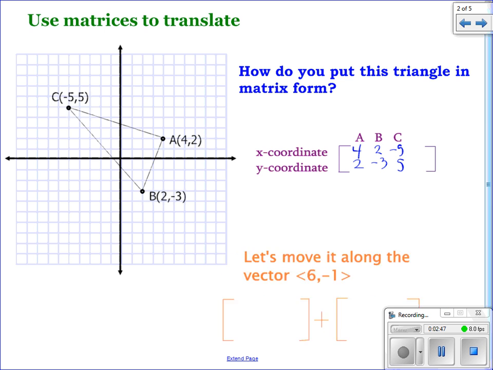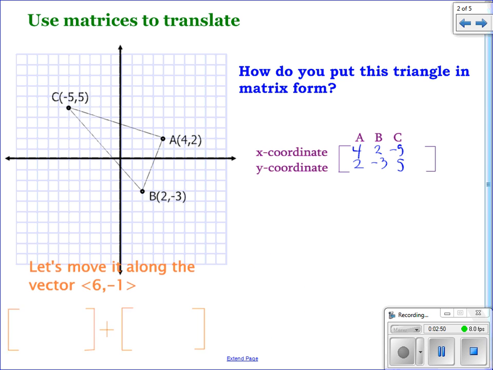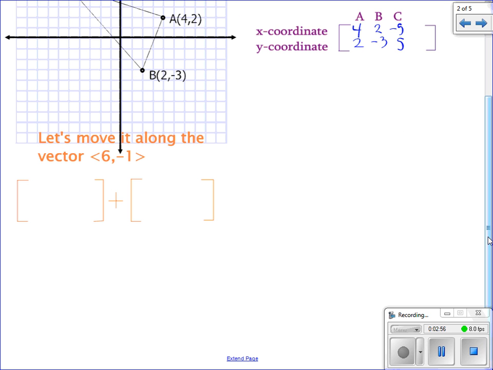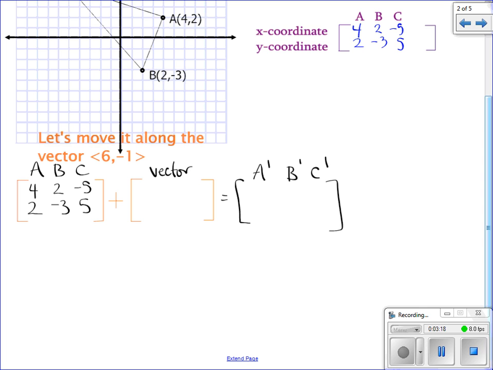What we're going to do is move it along vector 6, -1. Let's recopy this. This is what you're going to have for your equation, ABC. I'm just going to recopy the 6 numbers. This is going to be your vector, and then we'll get where our answer is, which means it's going to be A prime, B prime, C prime. We're not actually going to graph this. This just tells us where our new coordinates will be.